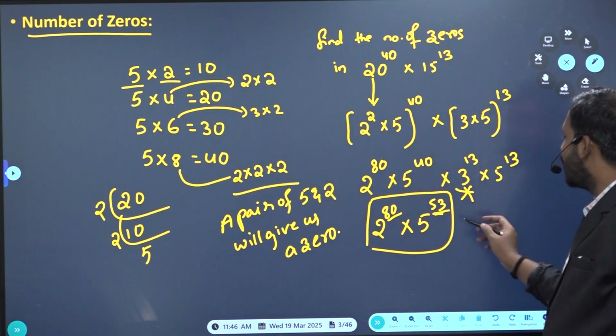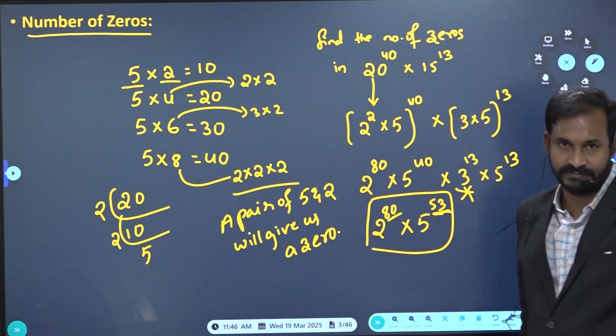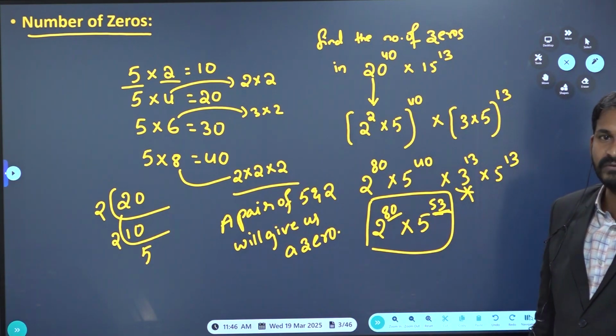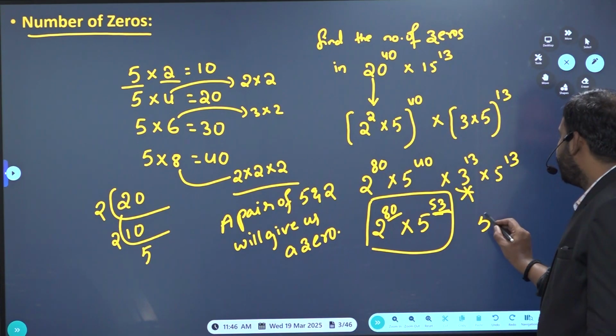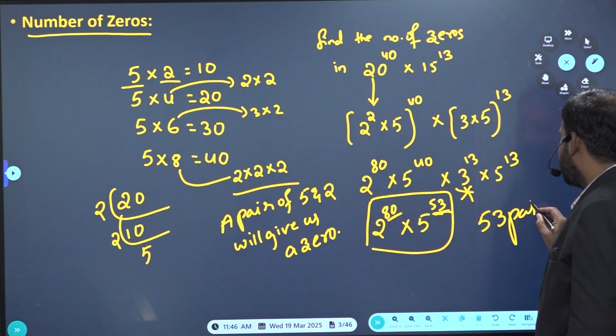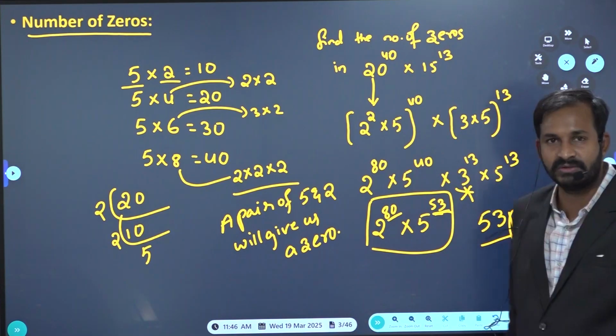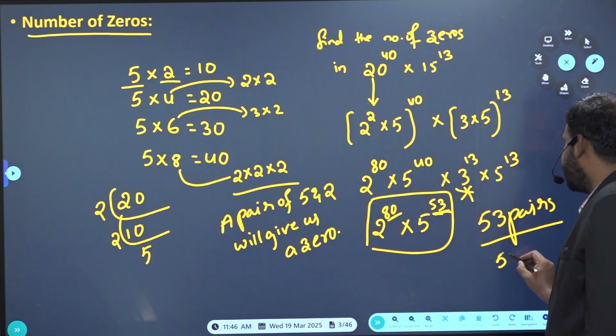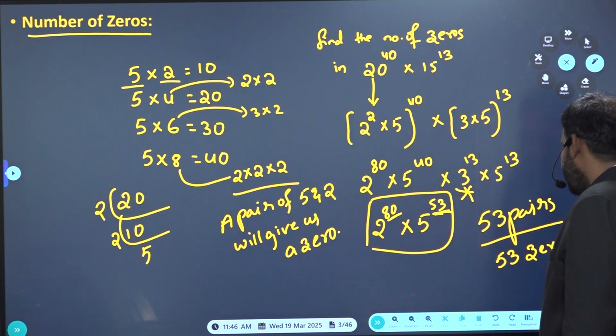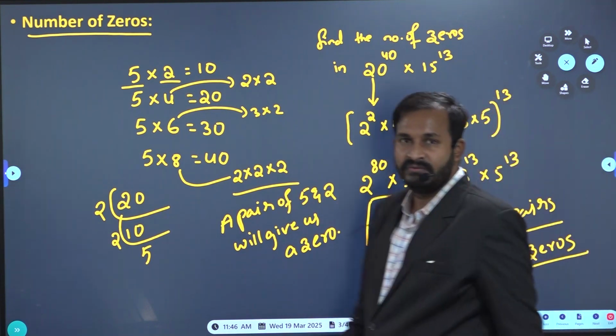Similarly here also, I have 53 5's and 80 2's. How many pairs of 2's and 5's can I make here? I can make only 53 pairs of 2's and 5's. So that means the number of zeros will become how many here? We will get 53 zeros.